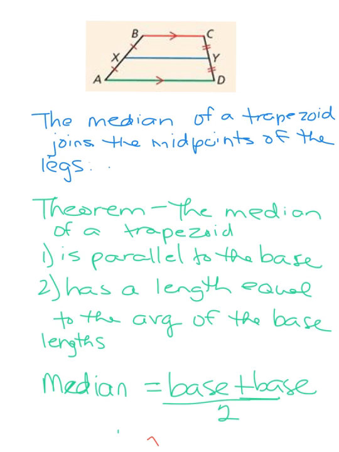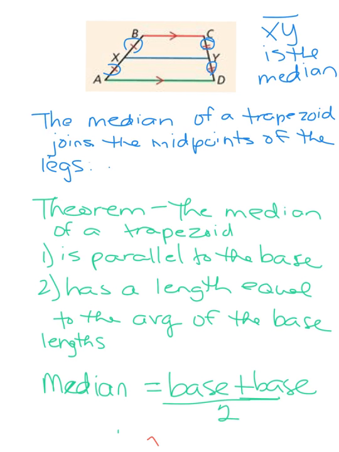Now we're looking at another trapezoid that is not necessarily isosceles, and we know that the median of a trapezoid joins the midpoints of the legs. So in this diagram, we're going to say that XY is the median because we can see from the markings on the diagram that it joins the midpoints. CY and YD are congruent, so Y is a midpoint, and BX is congruent to XA because of the markings, so we know then that X is a midpoint as well.